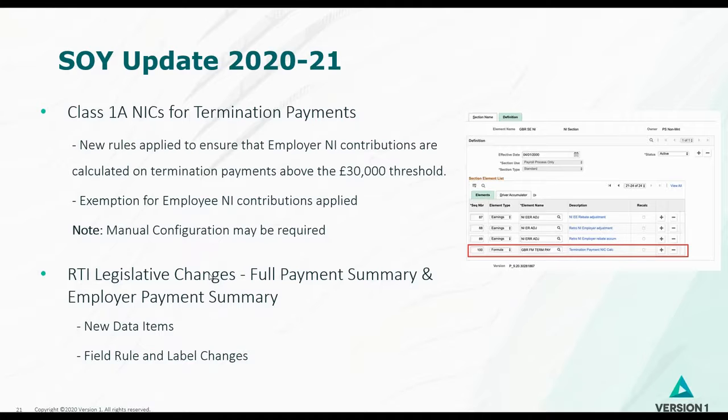And then just one last point about everything that's coming out would be the fact that the full payment summary and employer payment summary RTI extracts have been updated, as they would be every year, for any new data items that need to be added to them, and where appropriate, any field rule and label items have been changed accordingly as well, just for anything that you might see on your output.